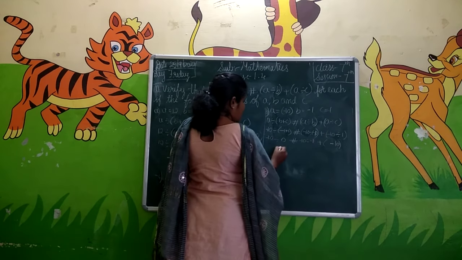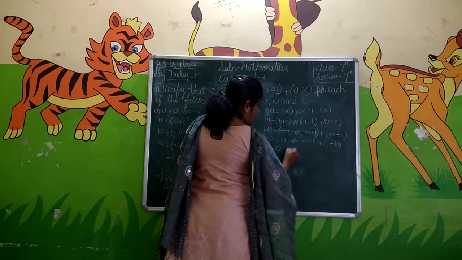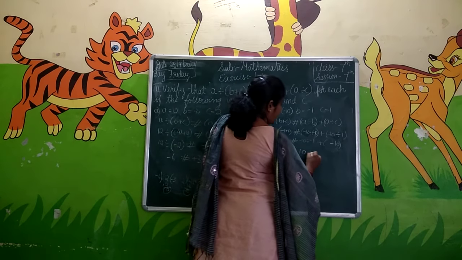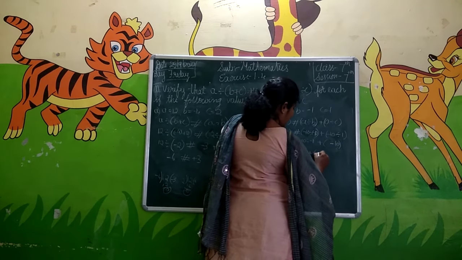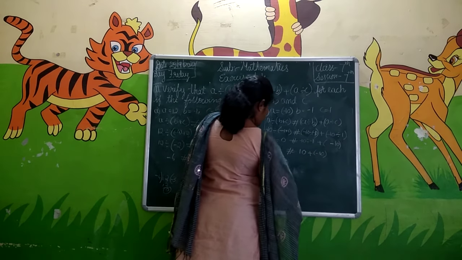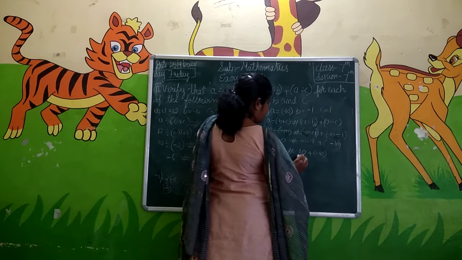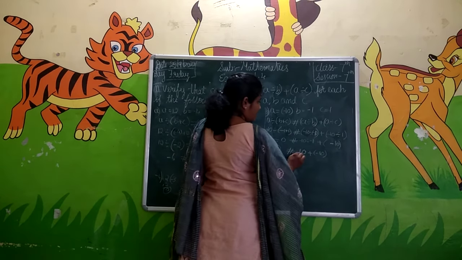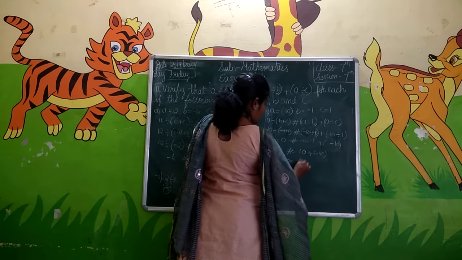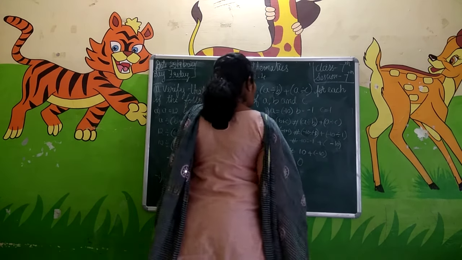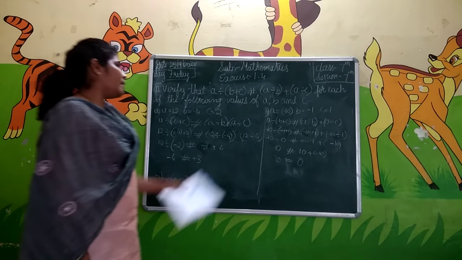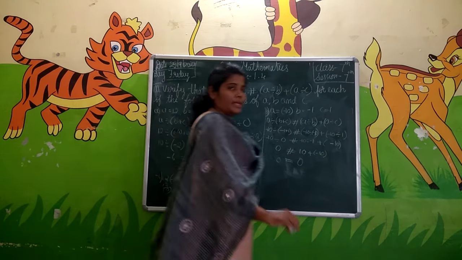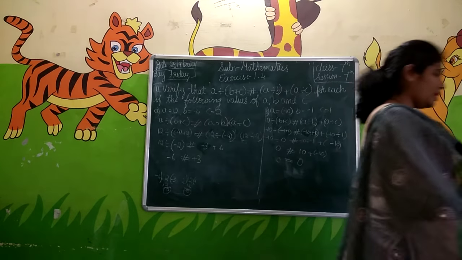Minus 10 divided by 0 is 0. Is not equal to 10 plus minus 10, which is 0. So 0 equals 0. In this case, A divided by (B plus C) is equal to A divided by B plus A divided by C.